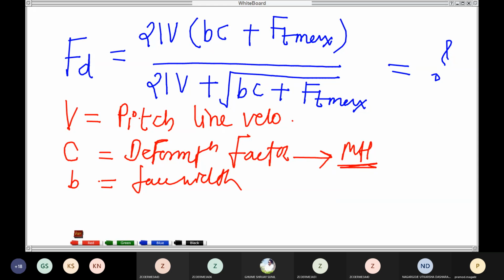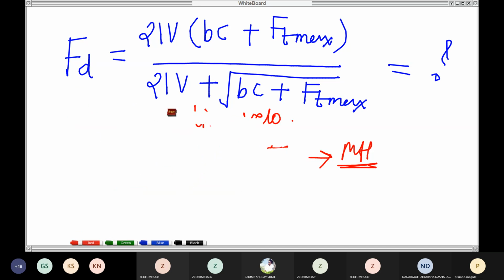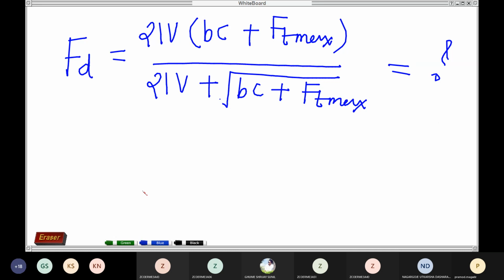So below that just write down, to avoid the deformation during working, we need to strengthen the material, strengthen the material.